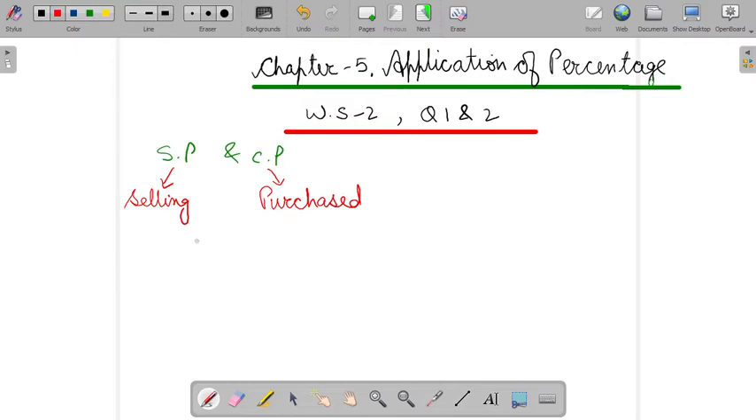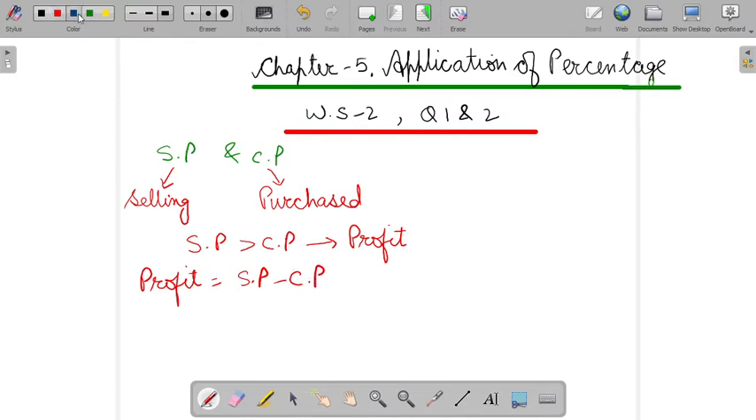If selling price is more than cost price, then it will always be profit. So profit equals selling price minus cost price. But if selling price is less than cost price, then it will always be loss. Therefore, the loss would be CP minus SP.